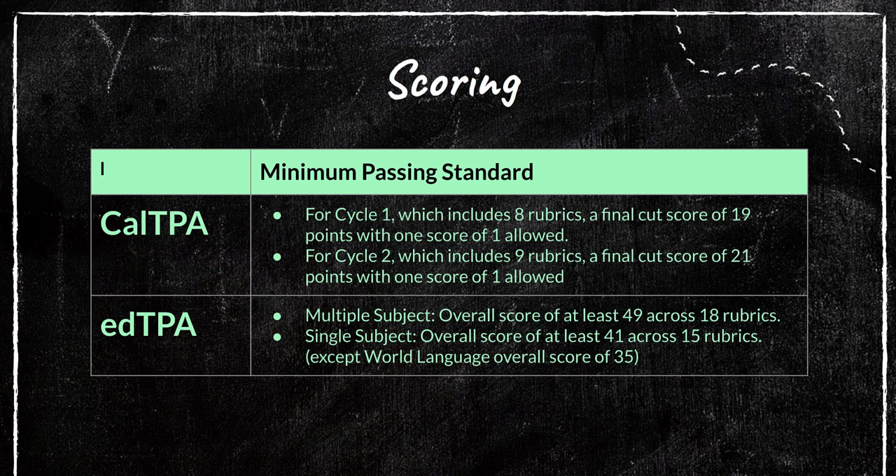Scoring. So for CalTPA, the minimum passing score for Cycle 1, which includes 8 rubrics, is a final cut score of 19 with one score of 1 allowed. For Cycle 2, which includes 9 rubrics, a final cut score of 21 is passing with one score of 1 allowed. For the EdTPA, multiple subject has an overall score of at least 49 that is scored across 18 rubrics. And for single subject, overall score of at least 40 across 15 rubrics, with the exception of world language, which has an overall score of 35.